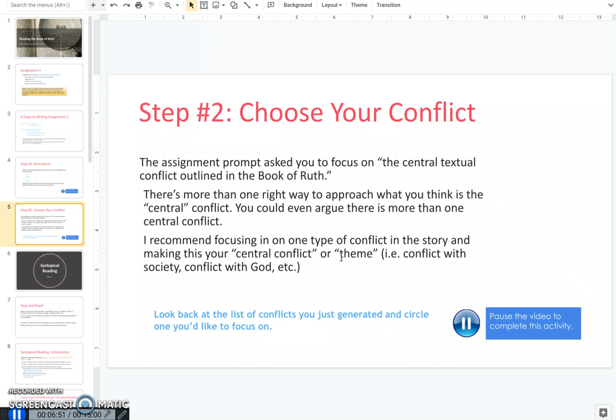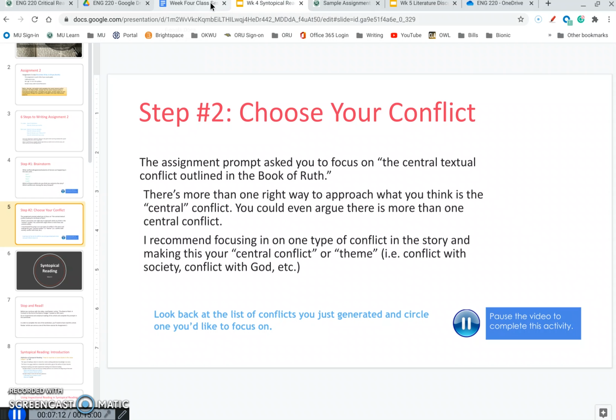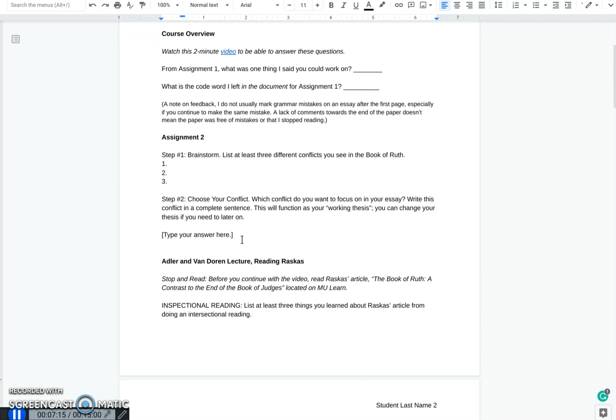I recommend focusing on one type of conflict in this story. Maybe conflict with society, or conflict with God, or conflict between 2 characters. Make sure that you're really narrowed in on just one conflict and you're not covering multiple conflicts. So look back at that list of conflicts that you generated and choose which one you want, and let me know what that conflict is, and I'll give you feedback on it when I go over these worksheets and let you know if I think you have a good conflict or not. When you're done with this activity, go ahead and go on to the second video for this class session.